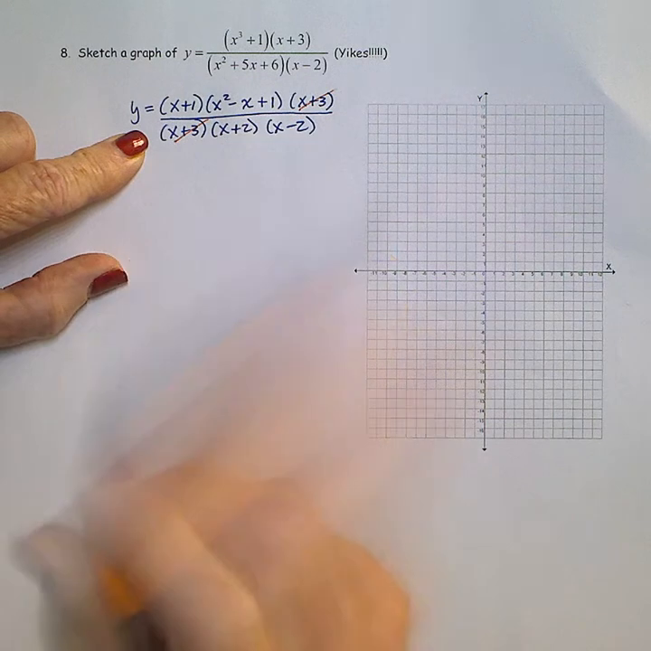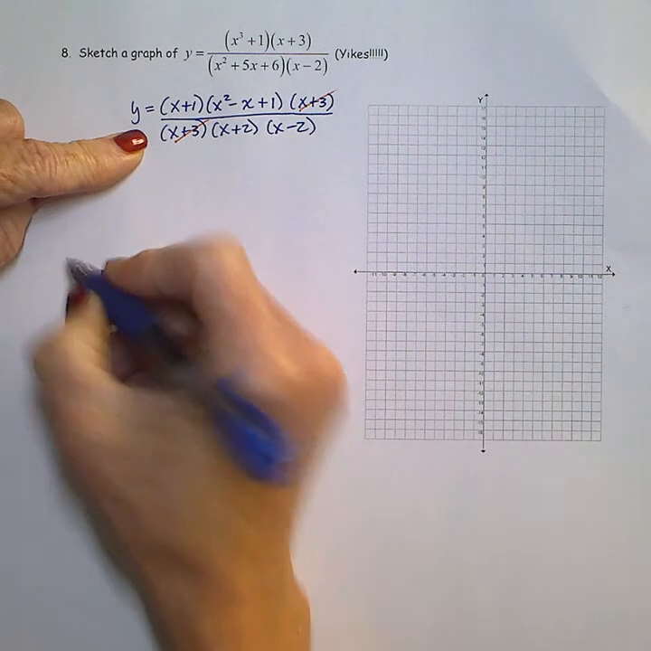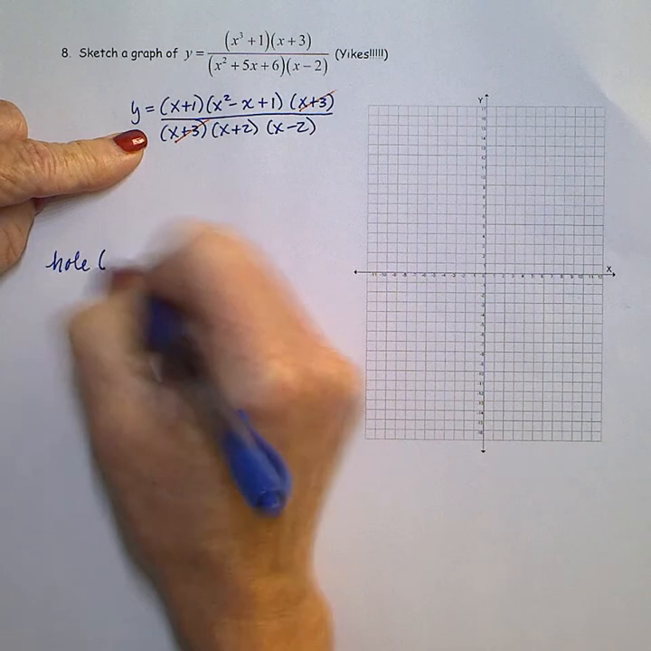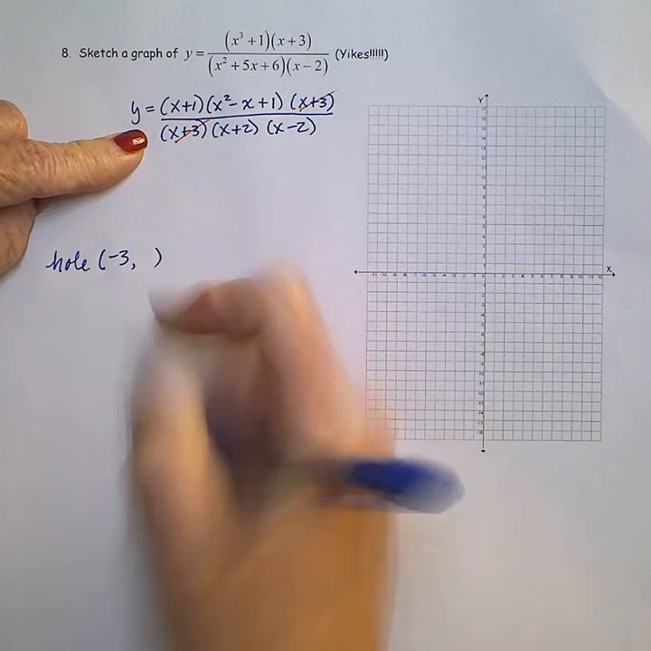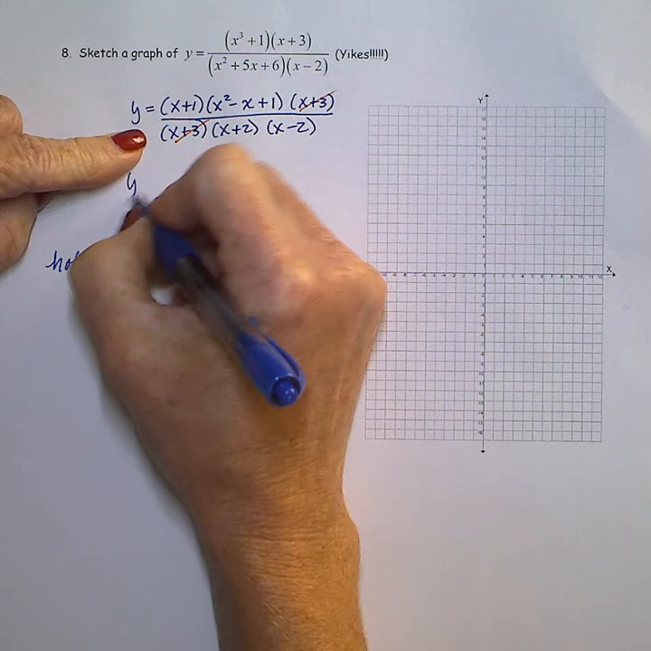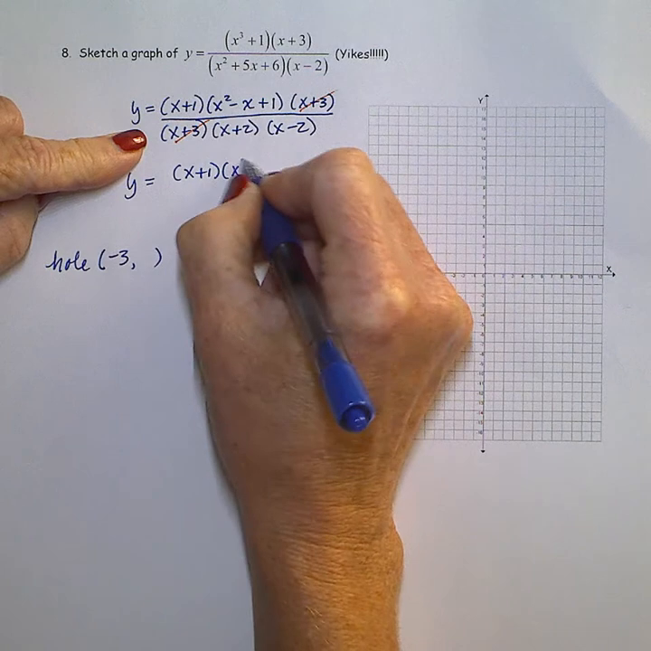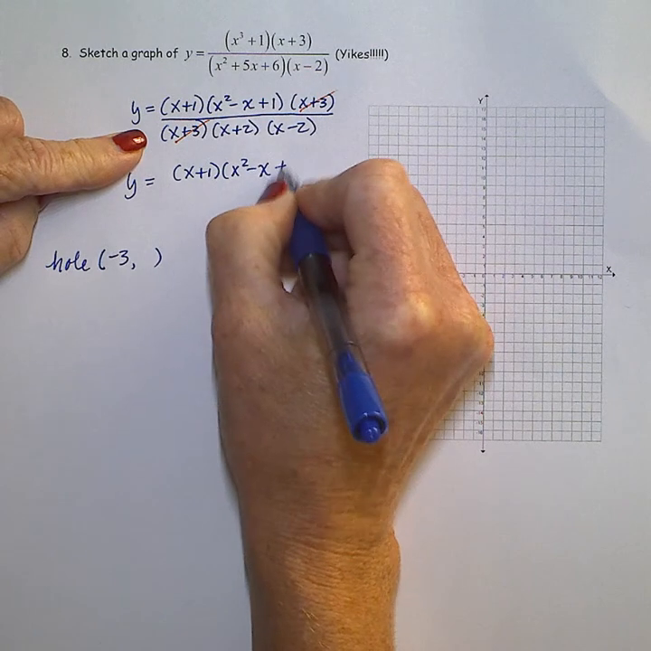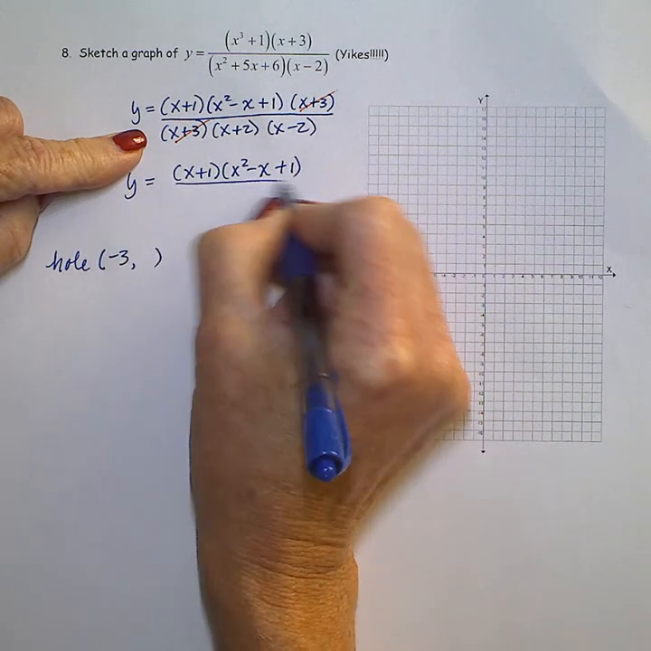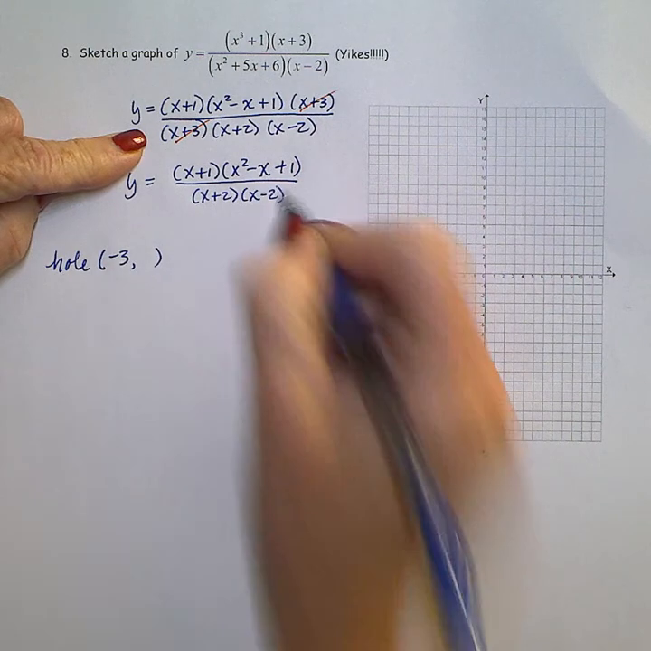What's that telling us? Since we crossed out that x plus 3, there's a hole in the graph. And that hole is going to be at -3. We'll figure out the y coordinate here in just a minute. I want to go ahead and simplify this the rest of the way. X plus 1 times x squared minus x plus 1 all over x plus 2 times x minus 2.